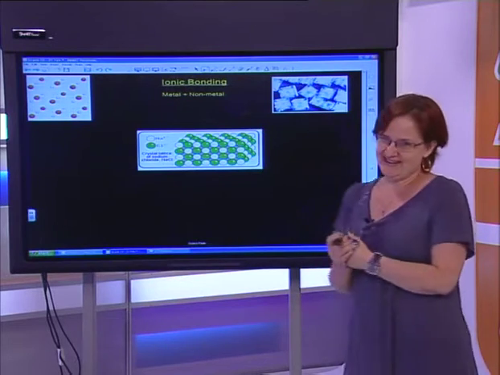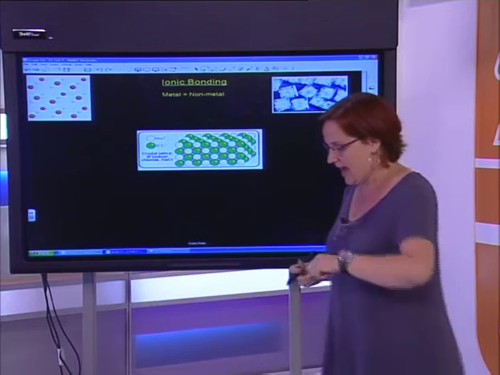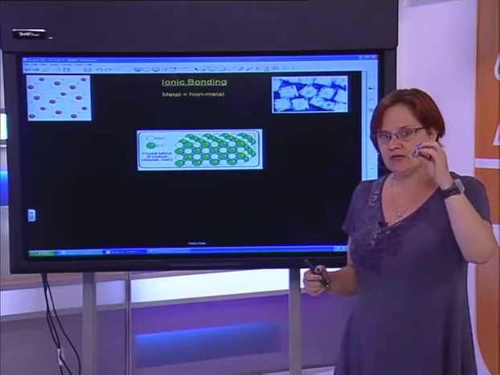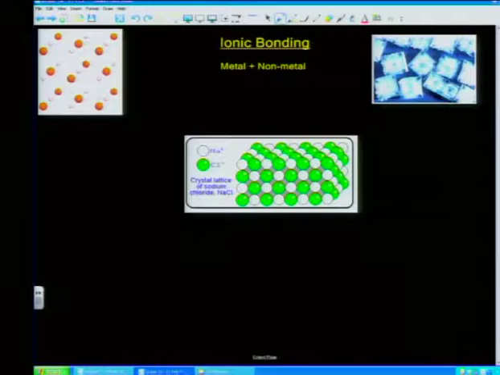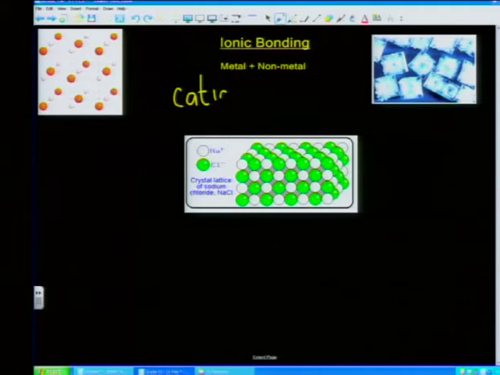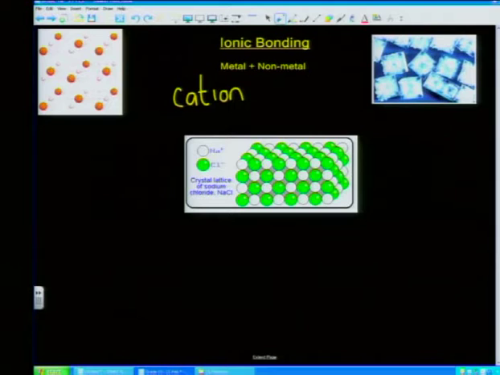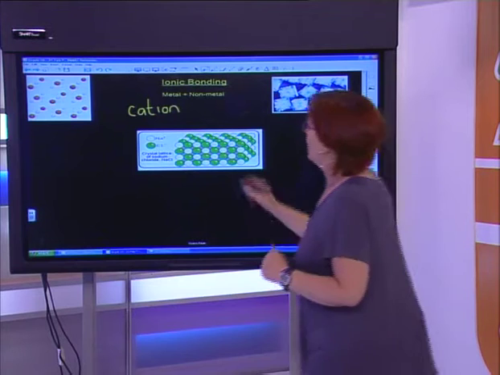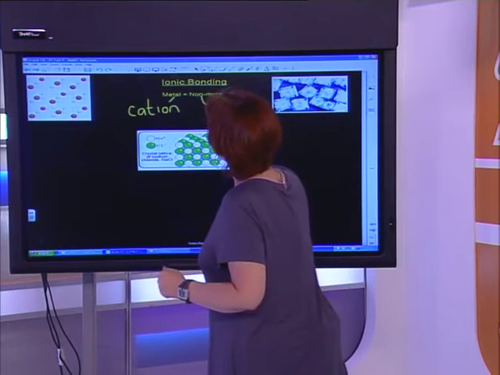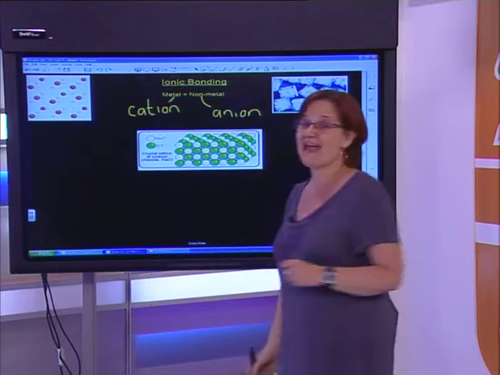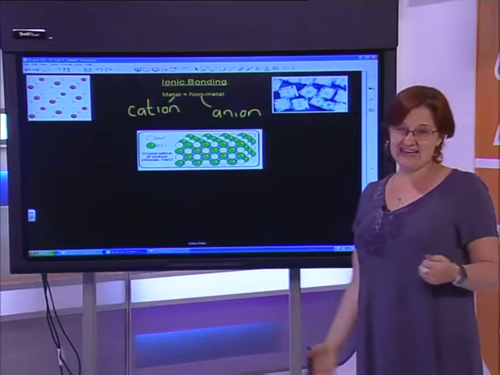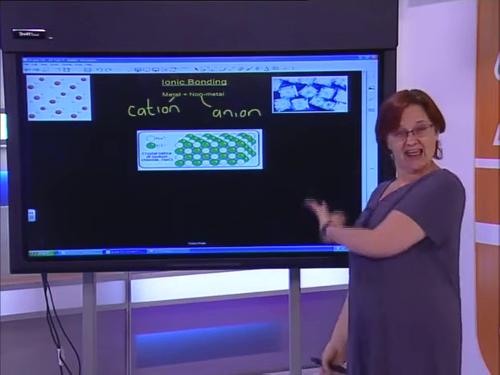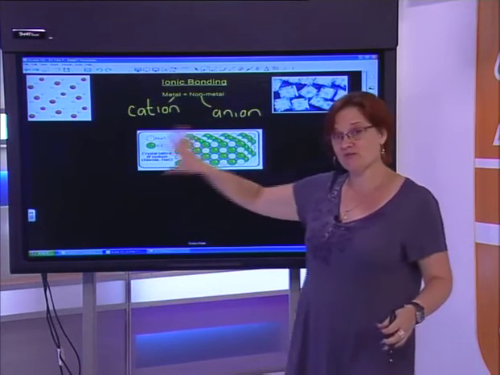Now, we've got to add in a couple of extra words because our metal gives away its electron, okay? So it becomes a positive ion. Now that makes it a cation. I remember that the cation is positive because I quite like cats. So it's a cation, I quite like it, and that's a positive thing. Okay, so that's your metal. Your non-metal gains an electron and becomes an anion. And anion looks a little bit like the word onion, and onions make you cry because they're negative. Okay, so your cations are positive, your anions are negative.